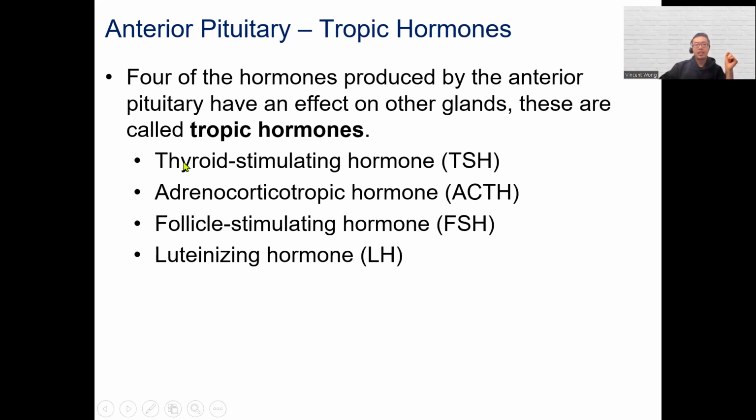And then we also have two additional ones. We have the thyroid stimulating hormone and we have the adrenocorticotropic hormone. Okay, so this one targets the thyroid gland. This one targets the adrenal cortex, which are those glands that are on top of your kidneys.